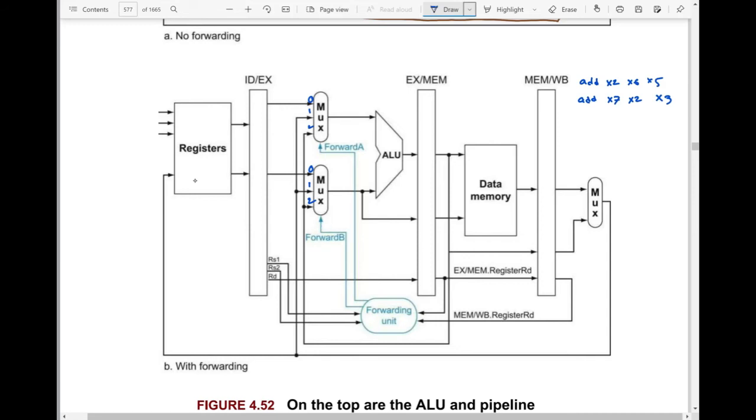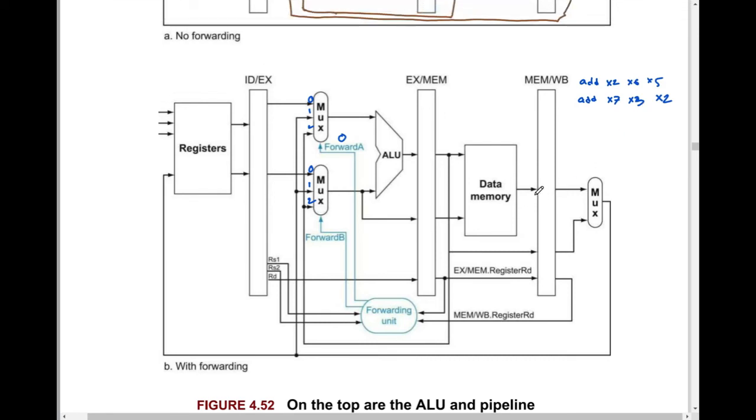Now let me change this. Suppose this is 3, and this is 2. Now what should be the value of Forward A and Forward B? Forward A is 0. It should pass the original value in case of RS1, right? But what should be the value of Forward B? Forward B should pass the forwarding value. So here the value should be 2. I hope you are getting it, right?